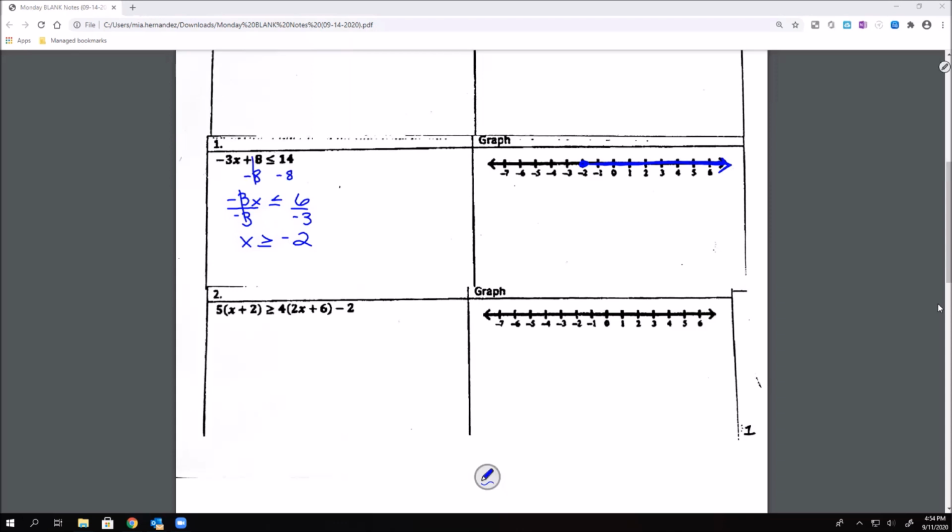So remember, if I have my equal to sign, I have my closed circle. If I don't have my equal to sign, I'm an open circle.